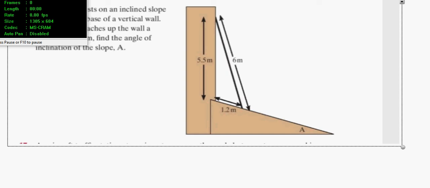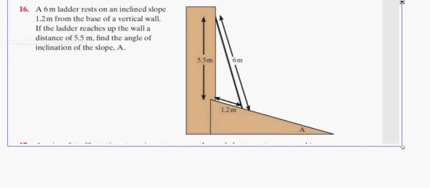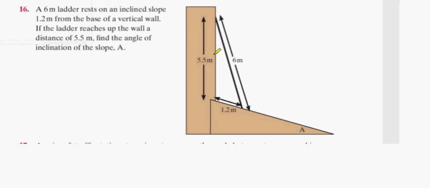Alrighty, this one here. A 6-meter ladder rests on an inclined slope that is 1.2 meters away from the vertical wall. If the ladder reaches up the wall at a distance 5.5 meters, find the angle of inclination of slope A. So it wants me to find this angle here, is that correct? Alright, that's interesting. Angle of inclination.